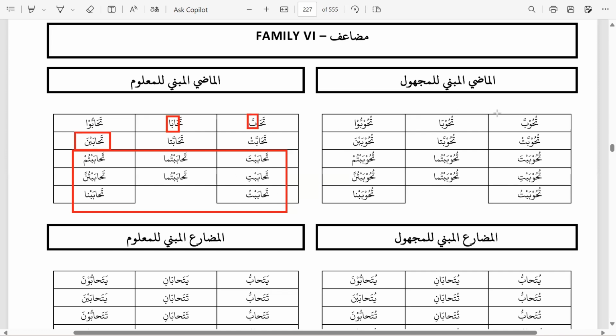The same happened with past tense passive, tuhu babna, and it remains the same. Tuhu babata, tuhu babatuma, tuhu babatum, like that.